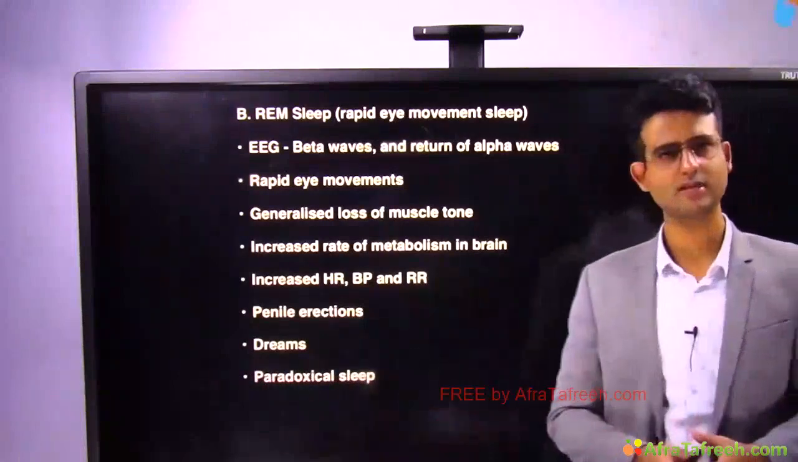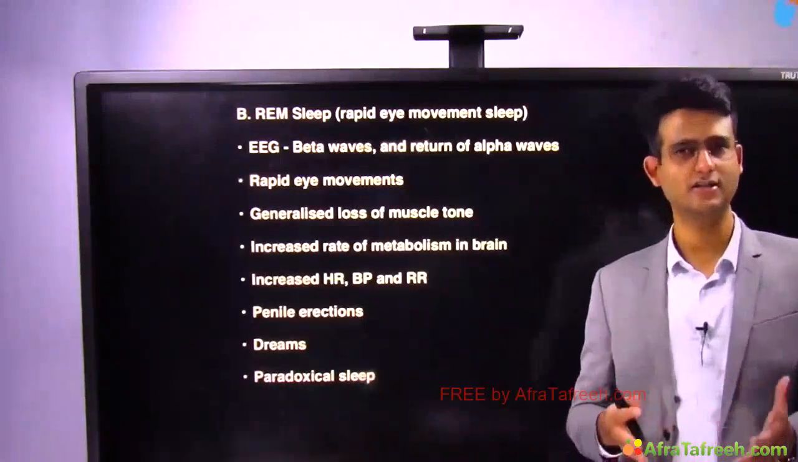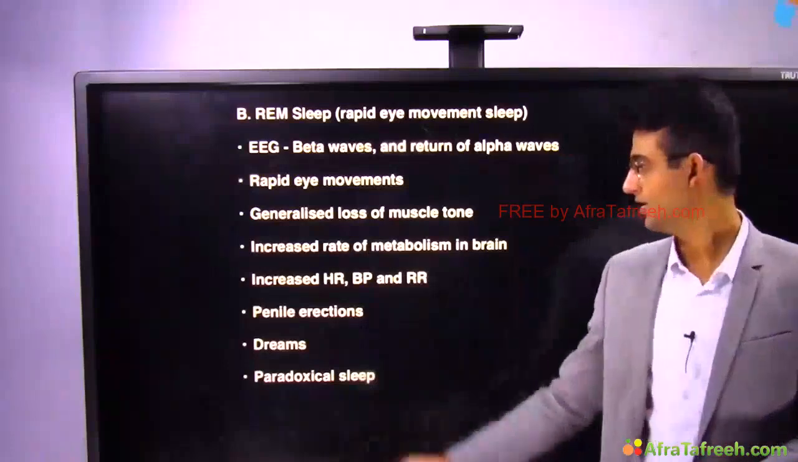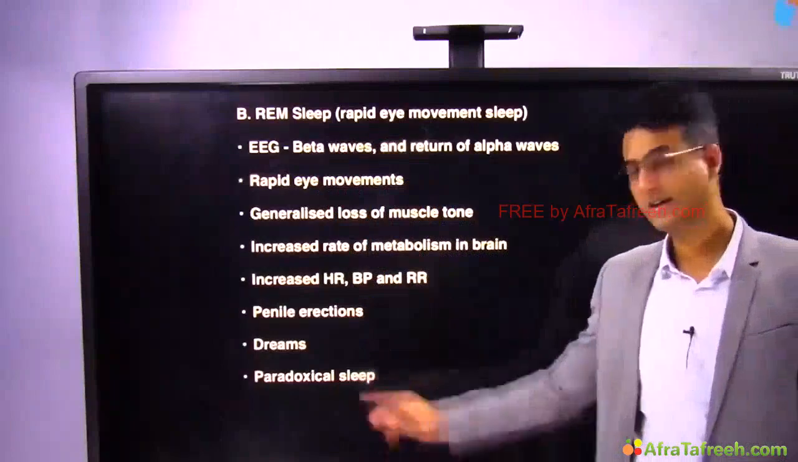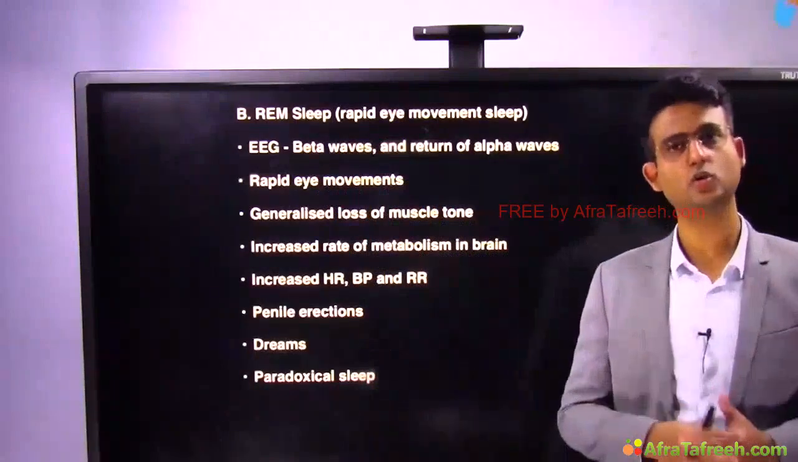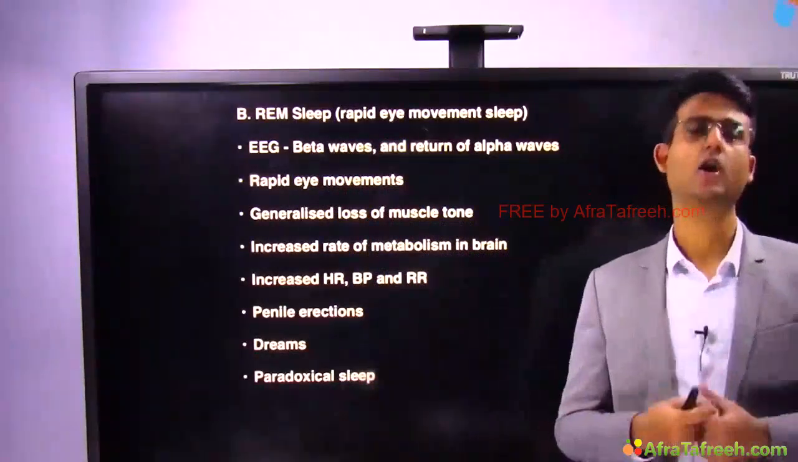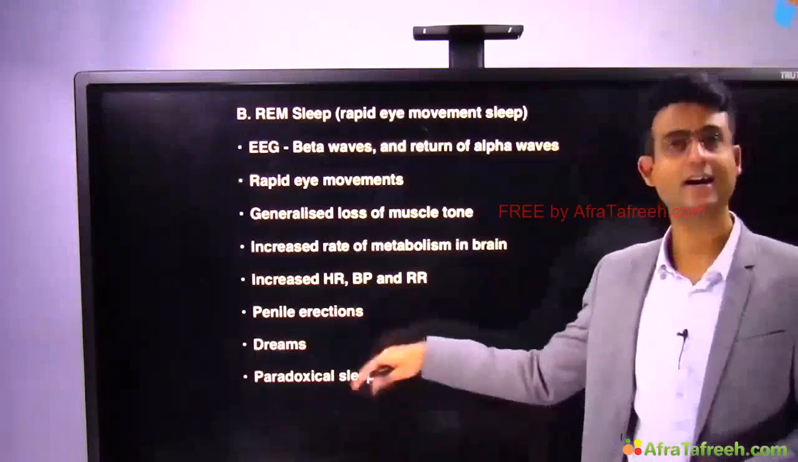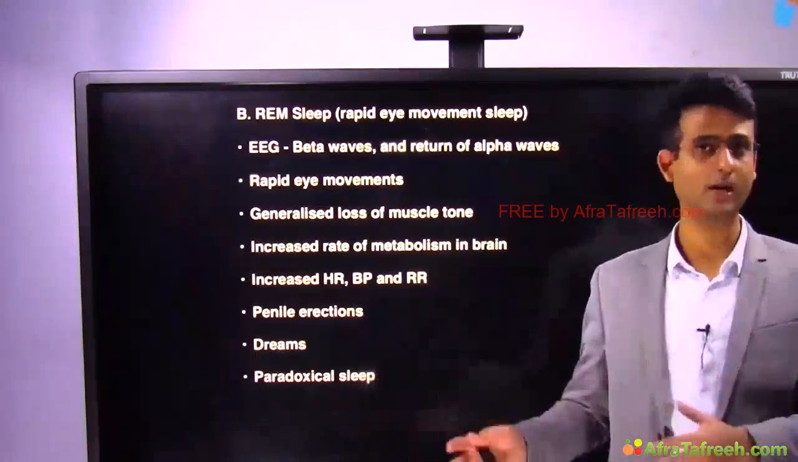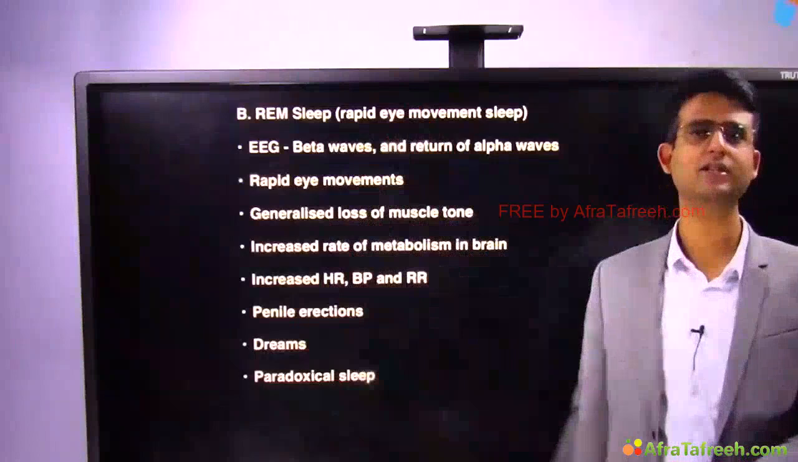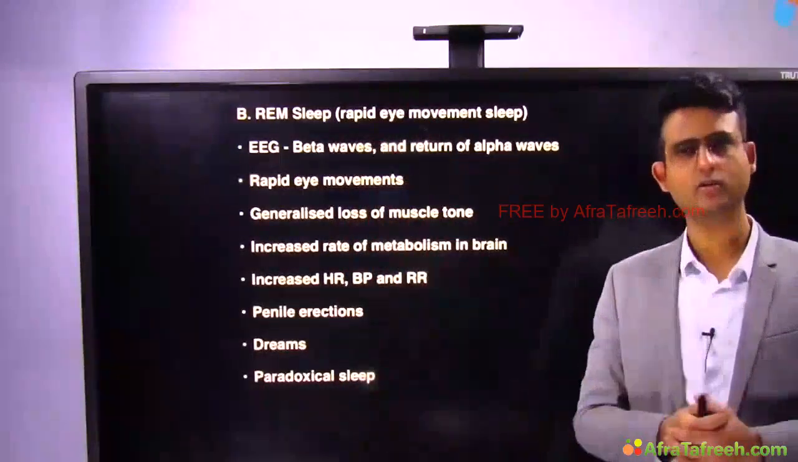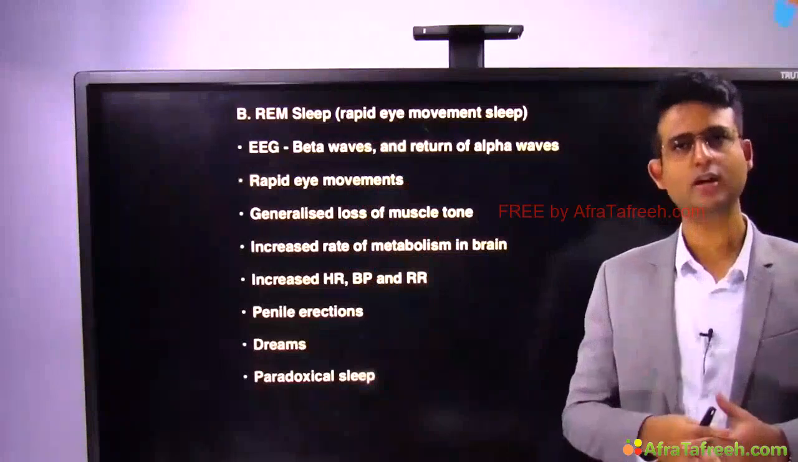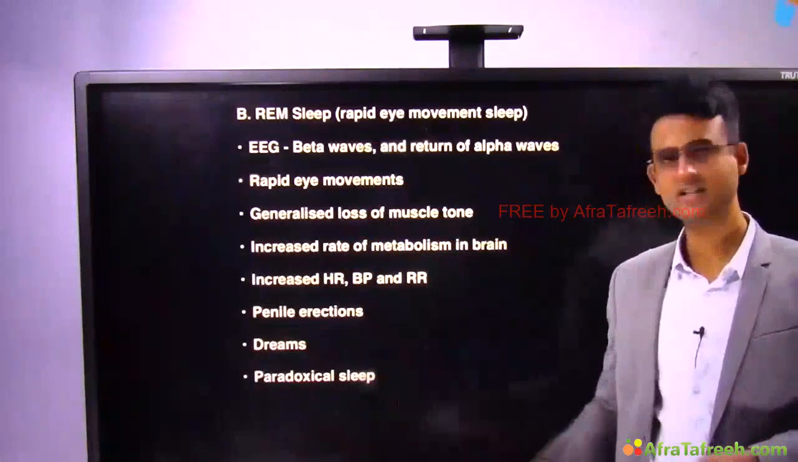Note also, REM sleep is also referred to as paradoxical sleep. Why? Because although the EEG is showing beta waves, at the same time, it is very difficult to arouse a person or wake him up when he is in REM sleep. So it's difficult to wake him up, but the EEG is showing as if he is very active, quite similar to that of a period when you are awake. So that is why it is called paradoxical sleep.